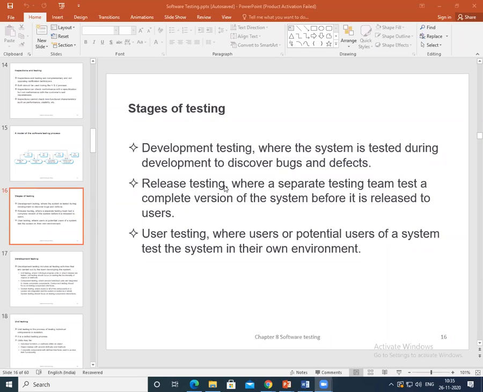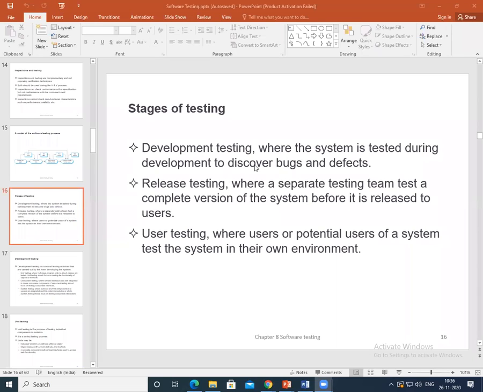So next is release testing. In the case of release testing, a separate testing team will test the complete version of the system before it is released to the user. As the name itself indicates, with release testing you have not yet released the product. Before you release the product, a complete version of the system is tested with the help of a team. The major aim of release testing is to check that the system meets the requirements of the system.